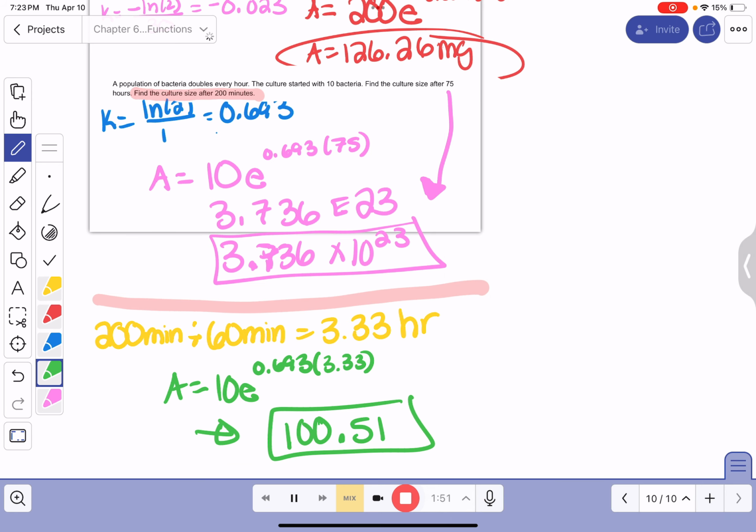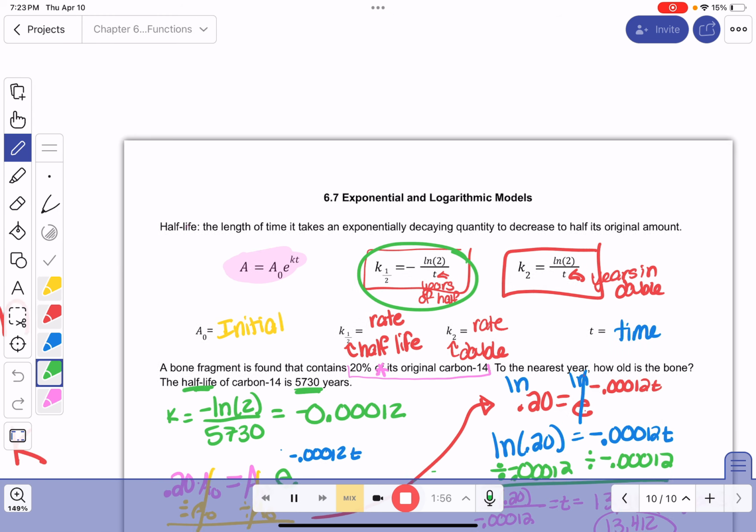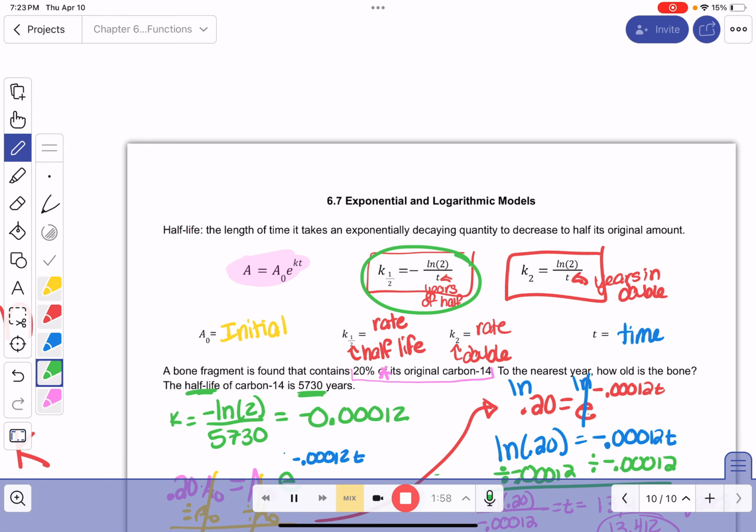But that's the modeling part. It's using that equation up there. And again, those same things are going to be in the notes.